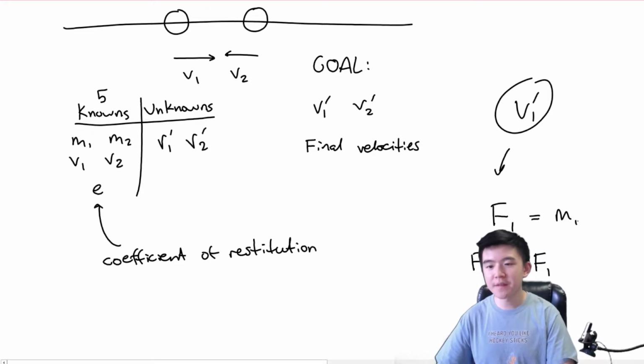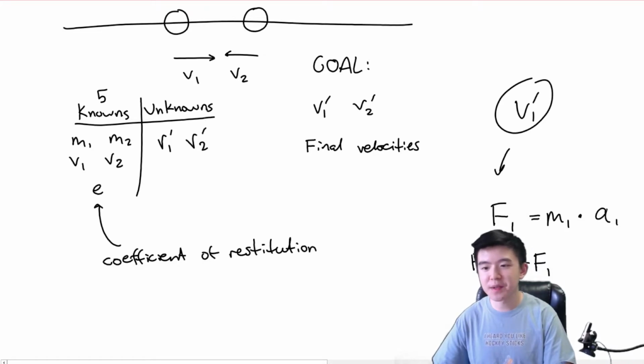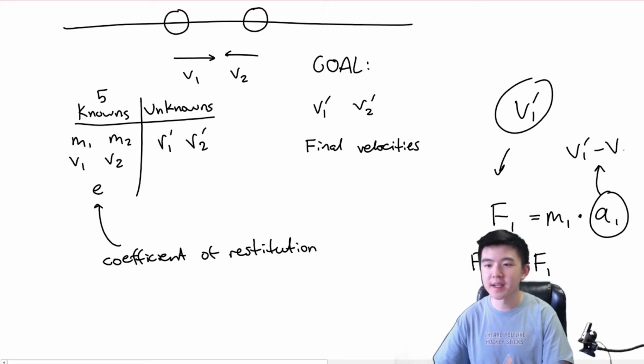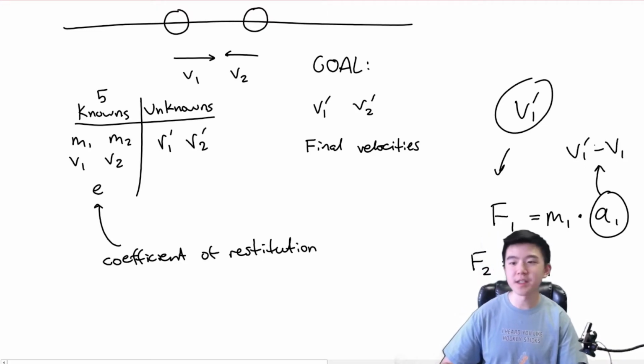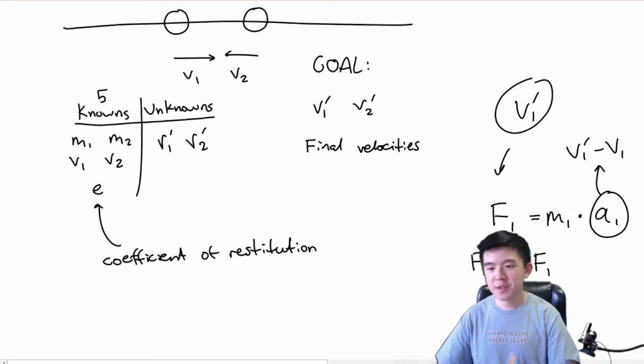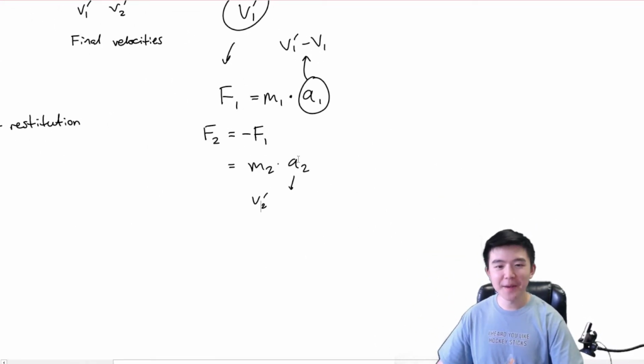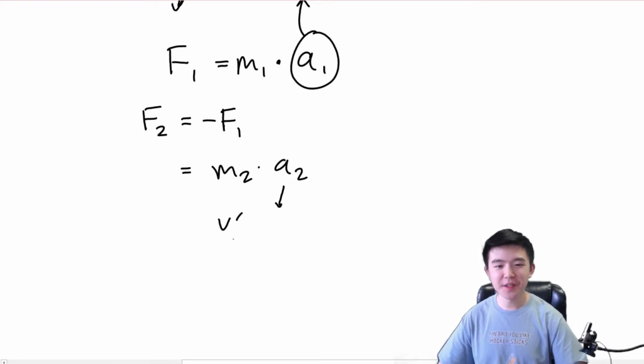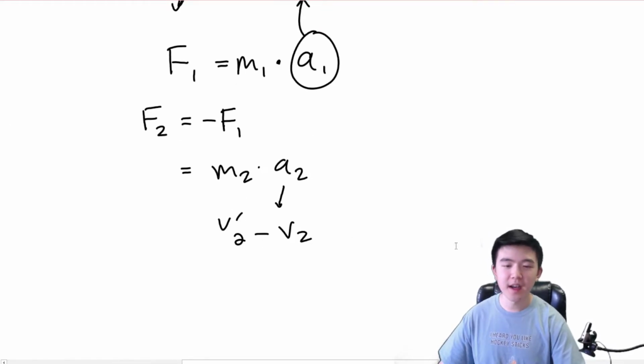The force on ball 1 as a result of this collision equals the mass of ball 1 times its acceleration. The acceleration is really what we're looking for, because it represents the final velocity minus the initial velocity, or how much the velocity changed. For ball 2, the force on ball 2 equals m2 times a2, where a2 is equal to v2 prime minus v2.